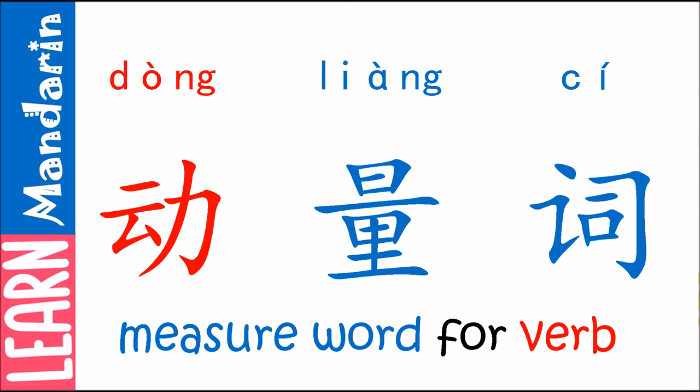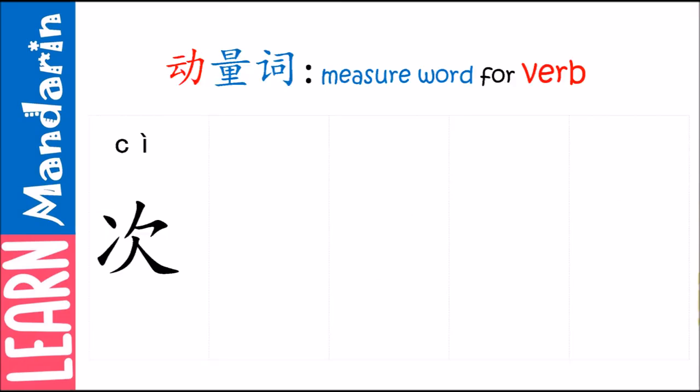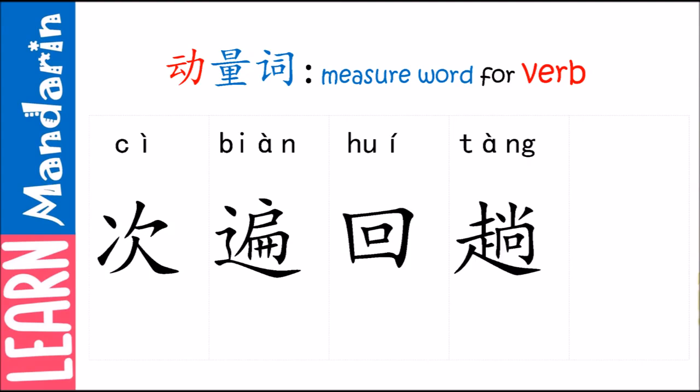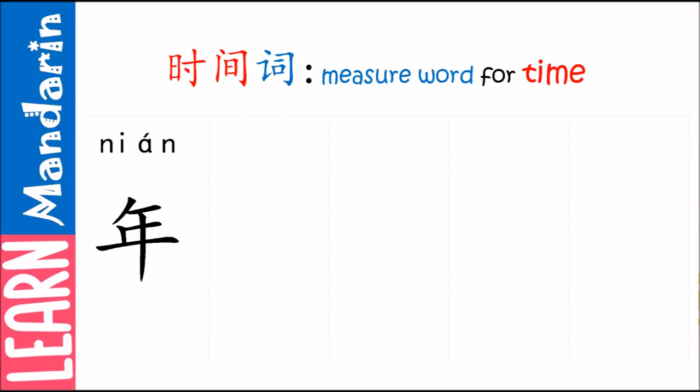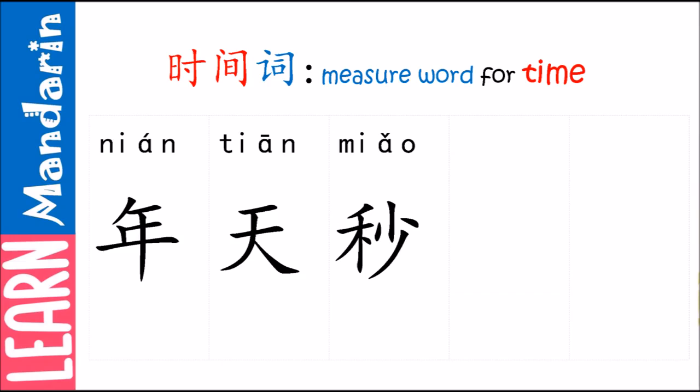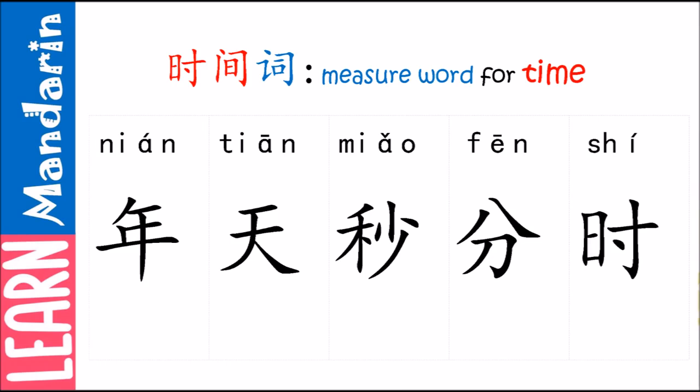The second group is according to verb or 动量词, which express the behavior of an individual action or verb. Examples of measure word or 量词 under these classifications are 次、变、回、烫、下饵, and many more. The last group is according to time or 时间词. These are individual words that express time. Examples of measure word or 量词 under these classifications are 年、天、秒、分, and 时.